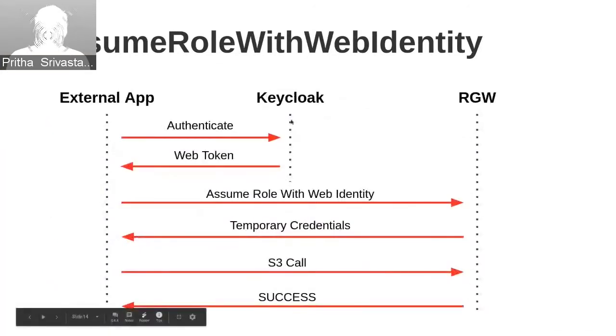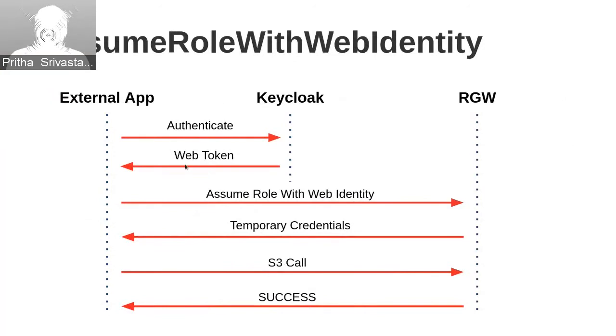This diagram shows a simple flow of how Assume Role with Web Identity works. The users in the external application authenticate with Keycloak and they get back a web token, which can either be an access token or an ID token. Then the user can start calling Assume Role with Web Identity using that web token, and it can get back temporary credentials, which it can use to make further S3 calls.